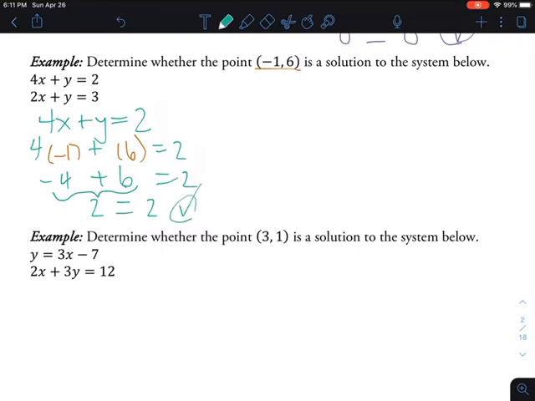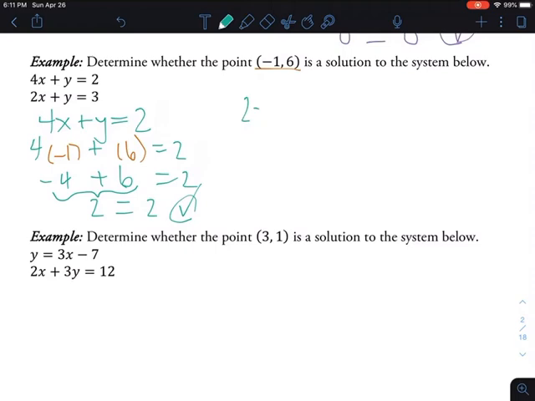Now, a quick thing about notation. This is just me showing myself that I checked that this makes sense. You don't have to write that check mark with the little circle around it. It's not mandatory at all. If you just stopped right here, 2 equals 2, that's good enough, okay? All right, let's do the second one.